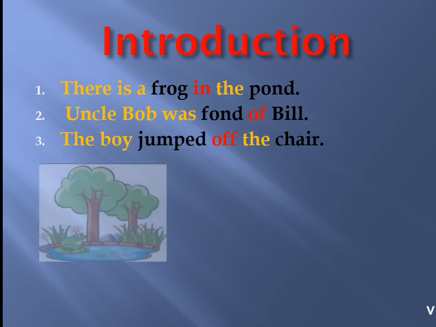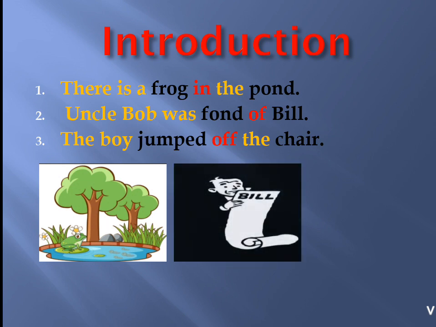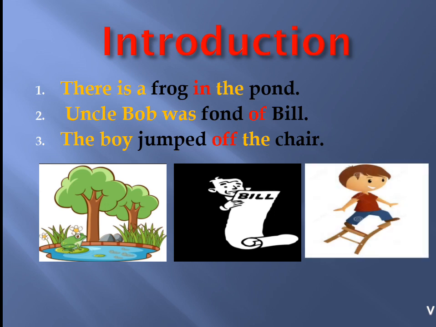There is a frog in the pond. Uncle Bob was fond of Bill. The boy jumped off the chair. In sentence 1, the word in joins the words frog and pond. Thus, it joins one noun to another noun. It shows the relation between two things, that is, frog and pond.